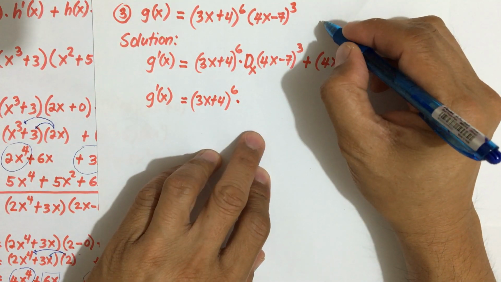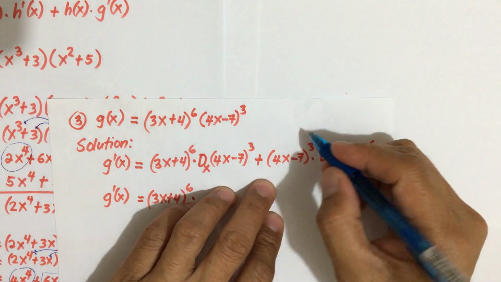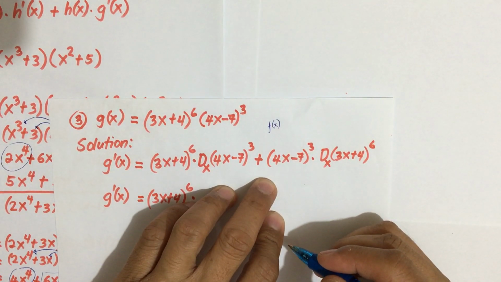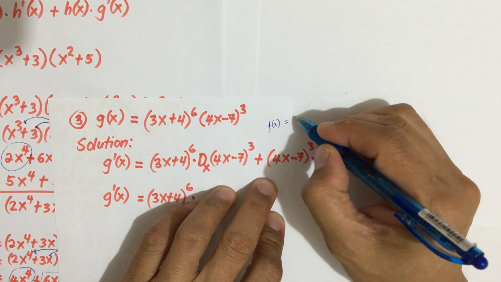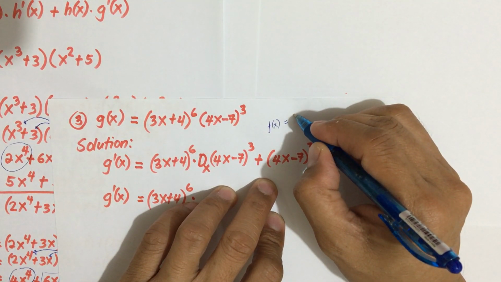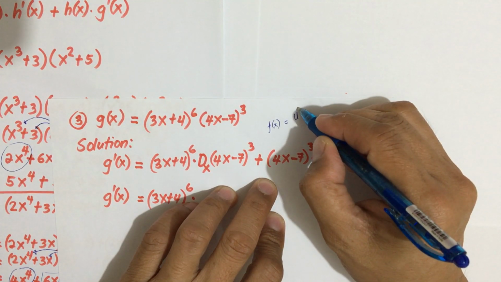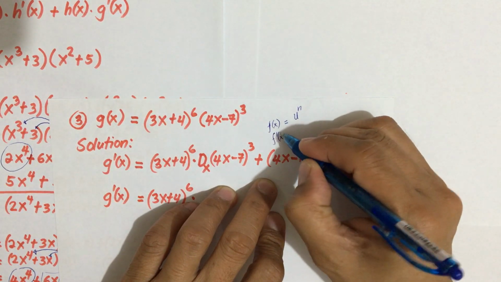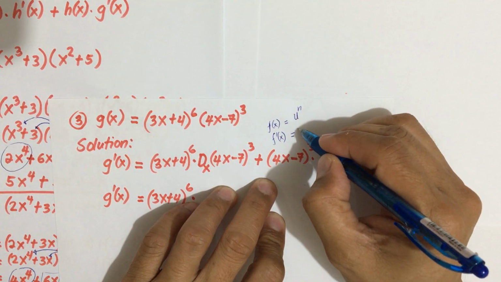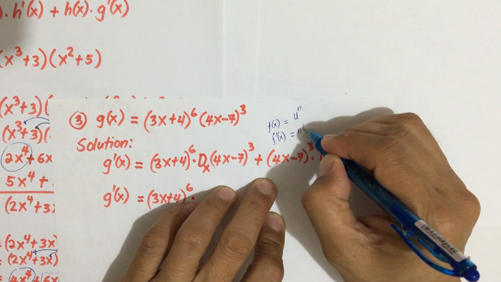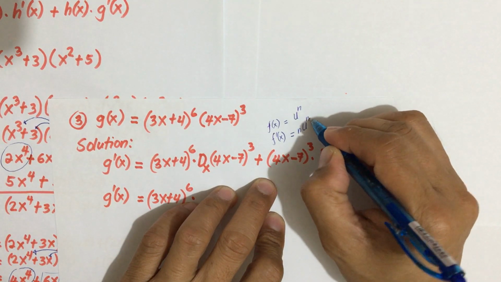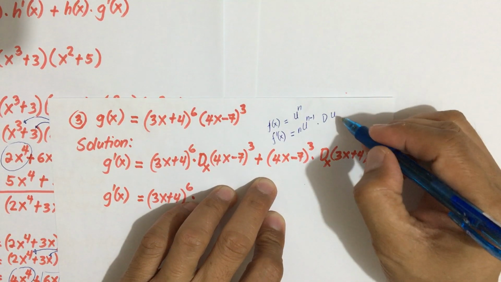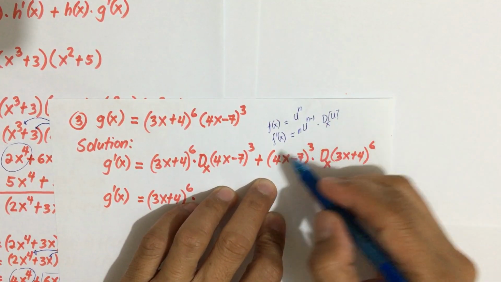If you are given f of x equal to u to the n, and if you are asked to find the derivative of the function, so we bring this down, n times u to the n minus 1, then times the derivative of u with respect to x. So we're going to use that formula.